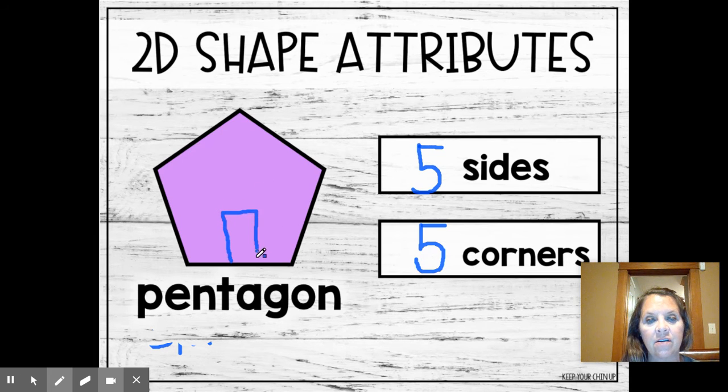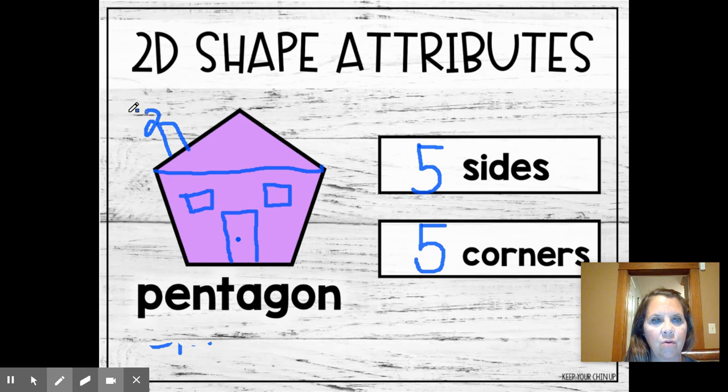Some people think a pentagon looks like a house. Could put a door here. This is the roof, right? The two windows. And you got a house. Put your doorknob. Okay, you could put a little chimney on here. The smoke coming out the side. Okay.